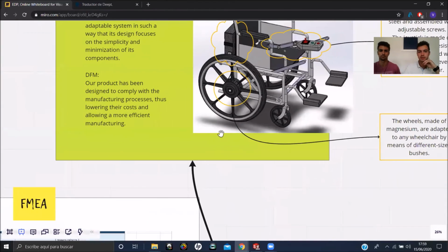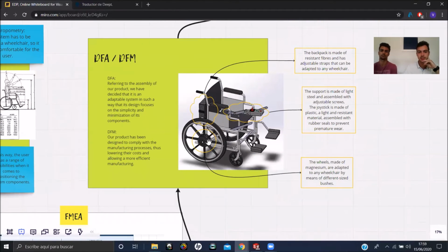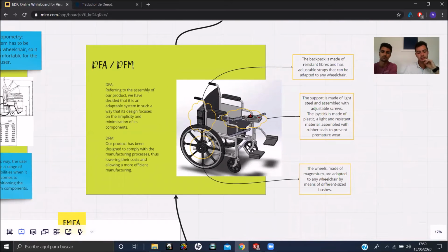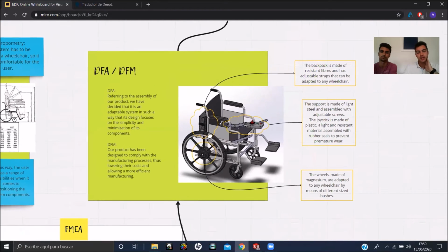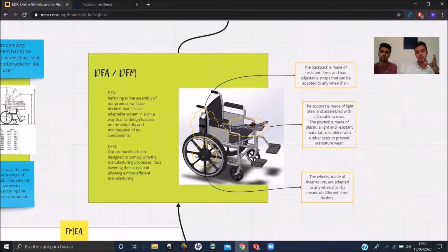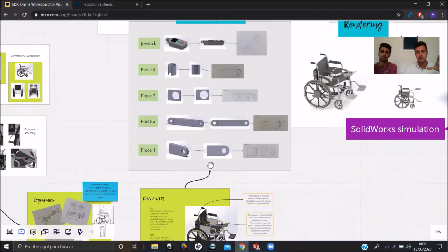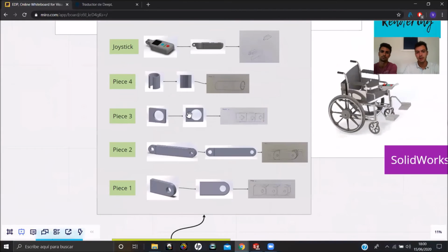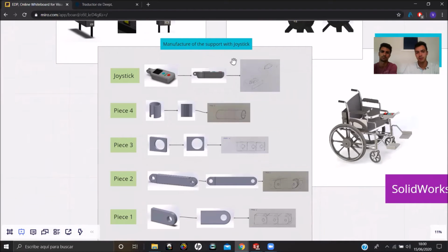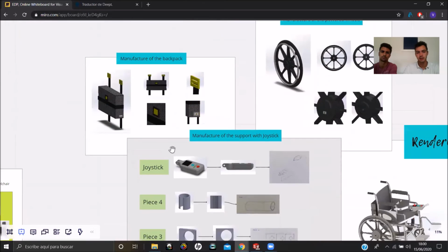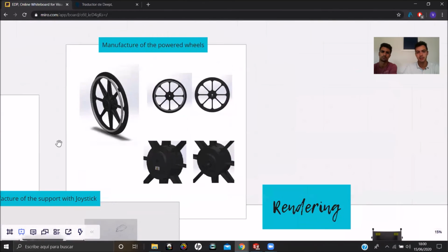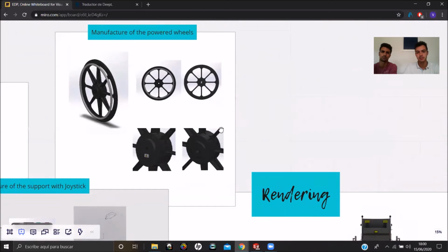So for the DFA and DFM, we didn't have to make any changes because we had already thought about it. We chose the materials and the manufacturing processes for each element separately, and then we assembled them. We have here the manufacturing for the support with the joystick, with each piece and the joystick. Here we have the manufacturing for the backpack, and then for the powered wheels.